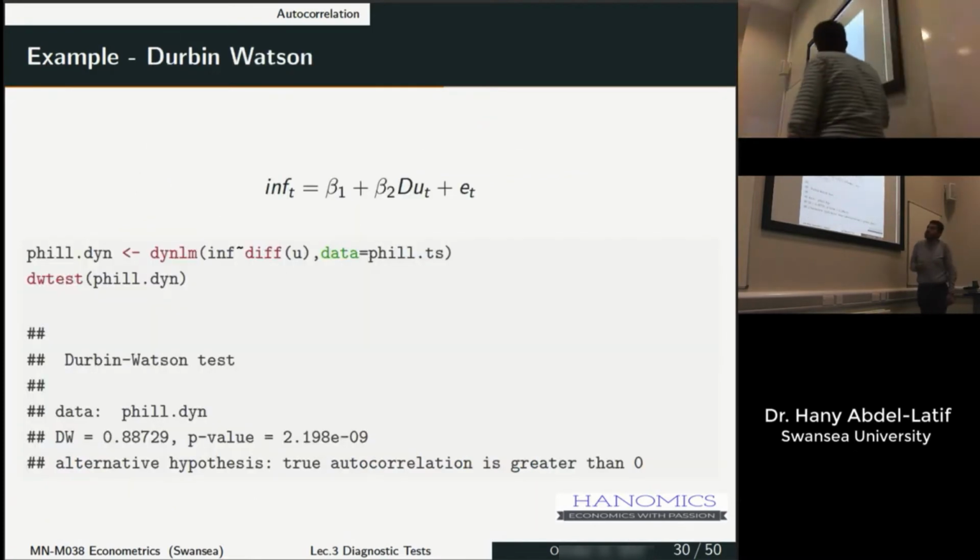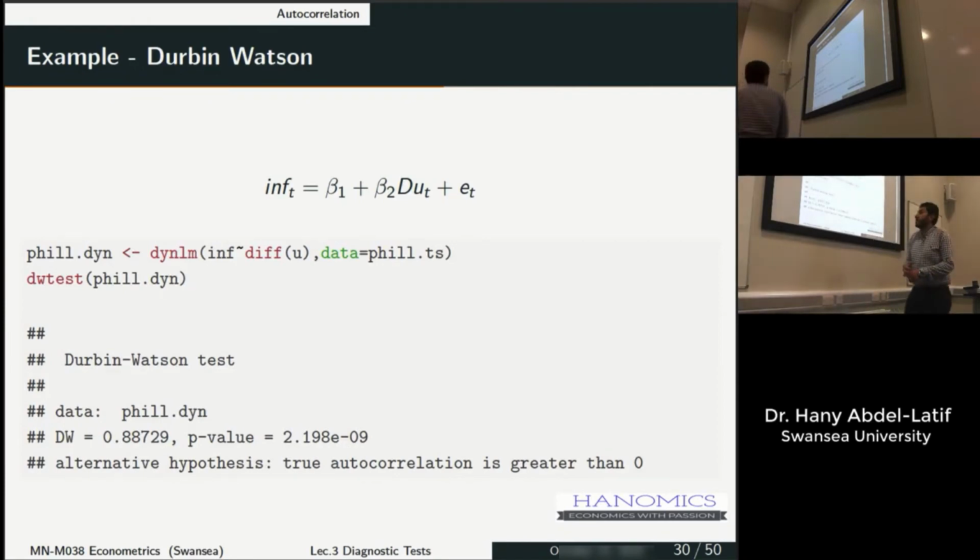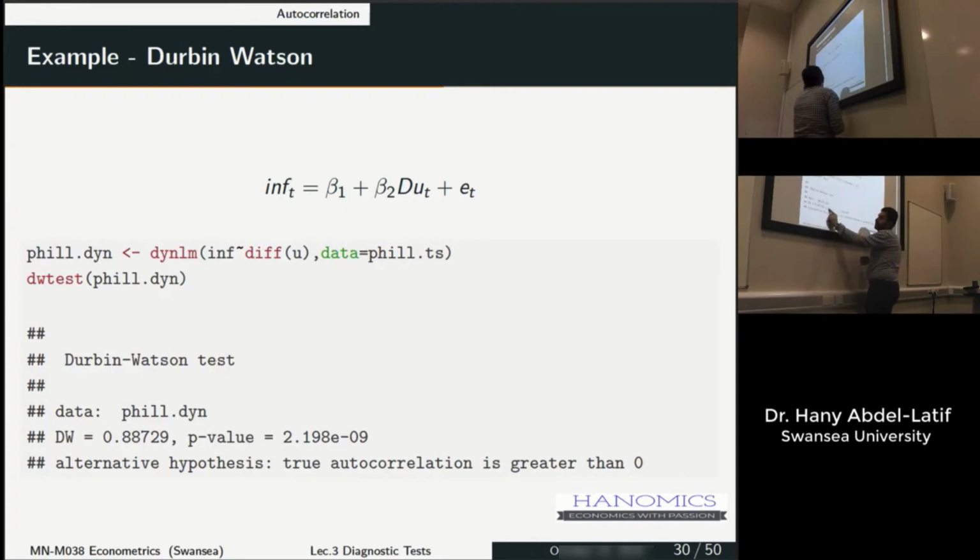This will show you how to do the Durbin-Watson test. I did the estimation first and gave it a name. Then I call dwtest, the function that produces the Durbin-Watson test. What we need to look at here is the p-value. This is the test statistic. Is it close to 2? It's 0.8. It's not close to 2, so that means there's serial correlation.